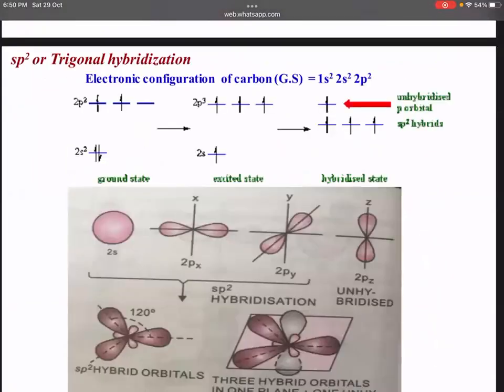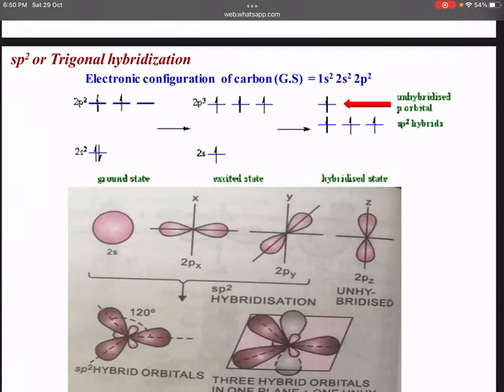sp2 hybridization. In sp2 hybridization, carbon's 2s electrons and 2p electrons are involved. One electron gets excited, so you have one s orbital and three p orbitals. But in sp2 hybridization, only three are needed, so it will take only three: one s and two p. The remaining one p will become an unhybridized p orbital. Clear? So one s orbital and two p orbitals mix and give three sp2 orbitals.